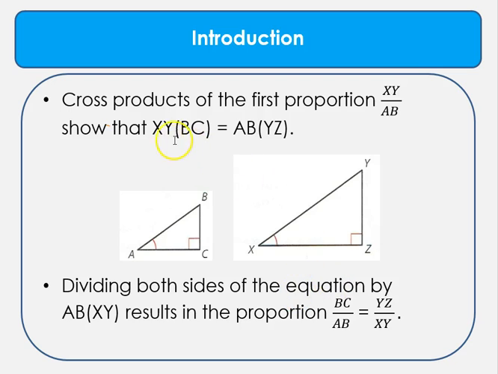Dividing both sides of the equation above by AB times XY results in the following two proportions. And we end up with BC is to AB, so the short leg is to the hypotenuse, as YZ is to XY, also a short leg to the hypotenuse. So we have created another set of proportions between the two triangles, and this is just showing you how to derive these proportions from the original proportion that we started with.